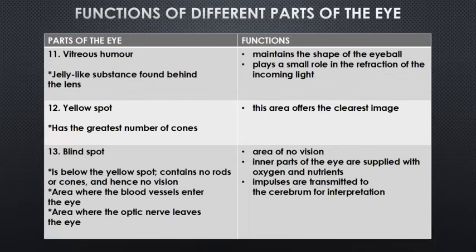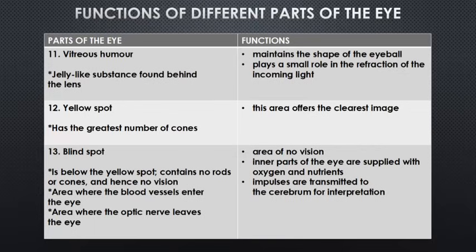And then right below the yellow spot, I showed you, we have got the blind spot. Now, this blind spot is below the yellow spot, yes. It contains no rods, it contains no cones, meaning it does not contain any photoreceptors or any light sensitive receptor cells. Hence, you won't be able to see. If an image falls on your blind spot, you won't be able to see that image. And it is in an area where the optic nerve leaves the eye.